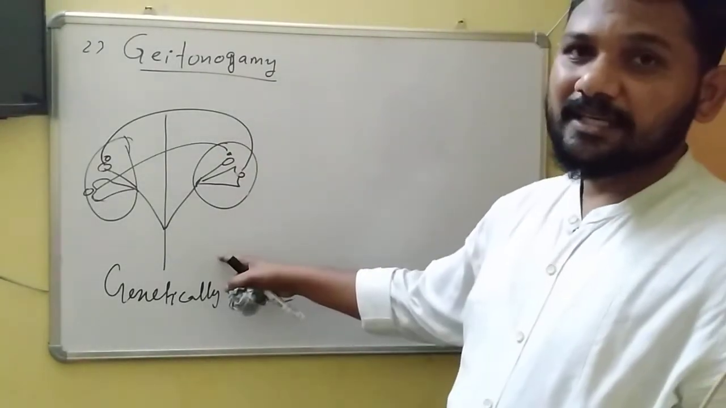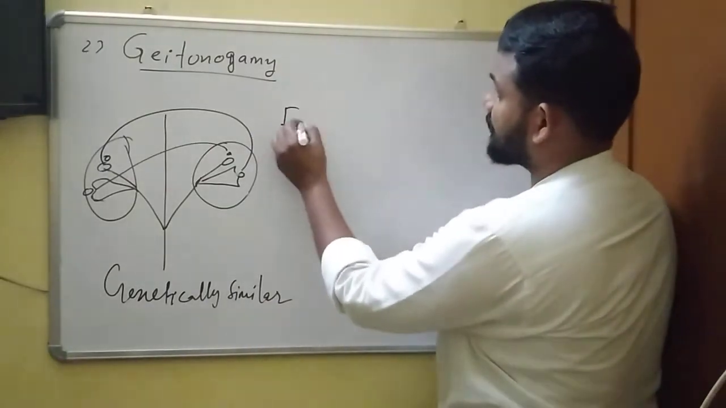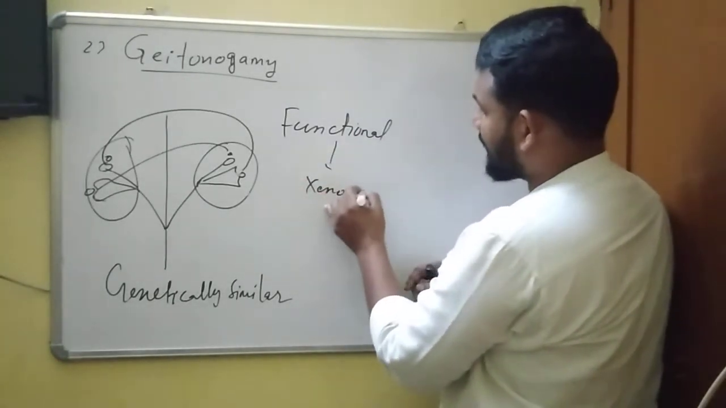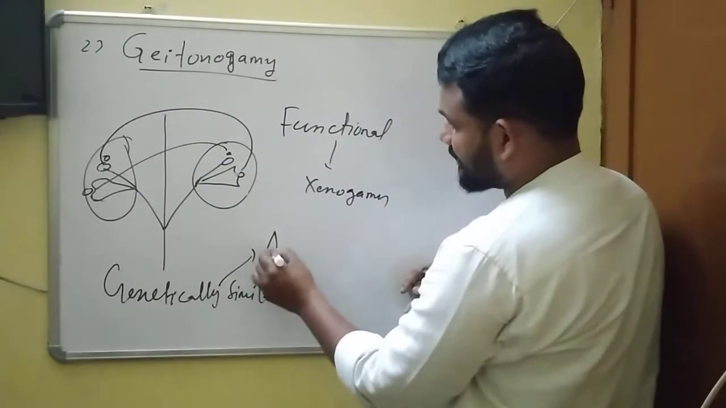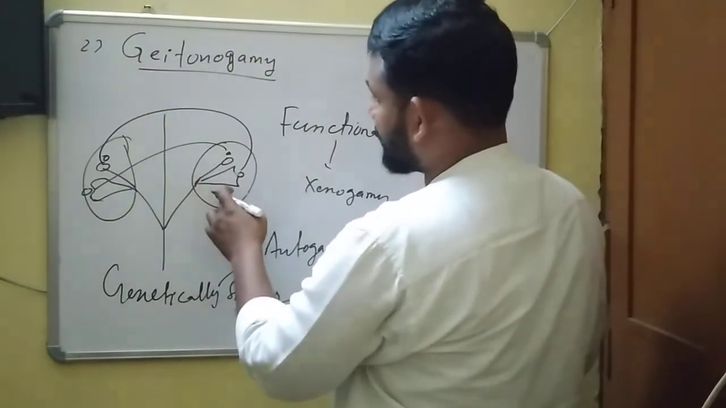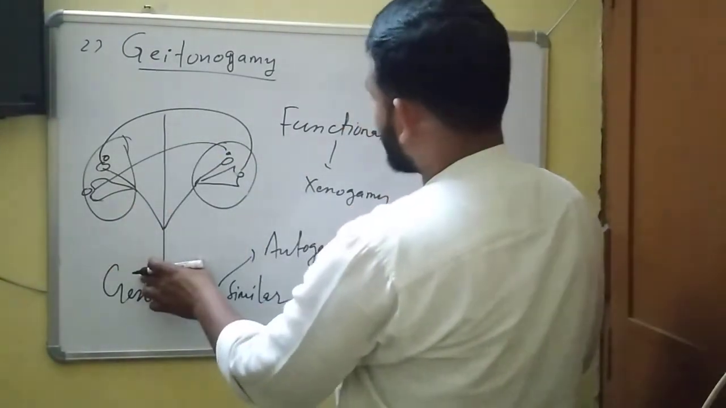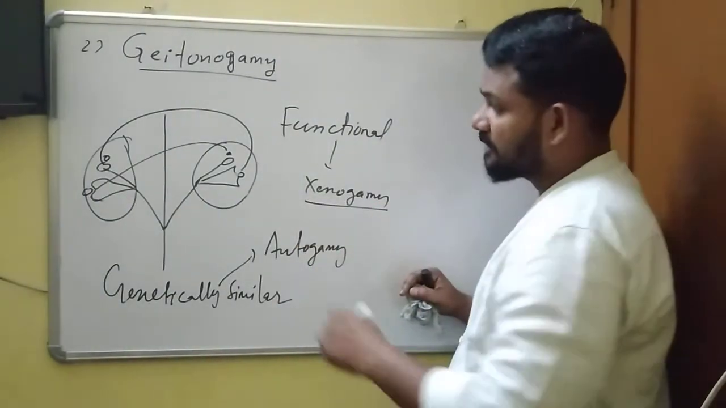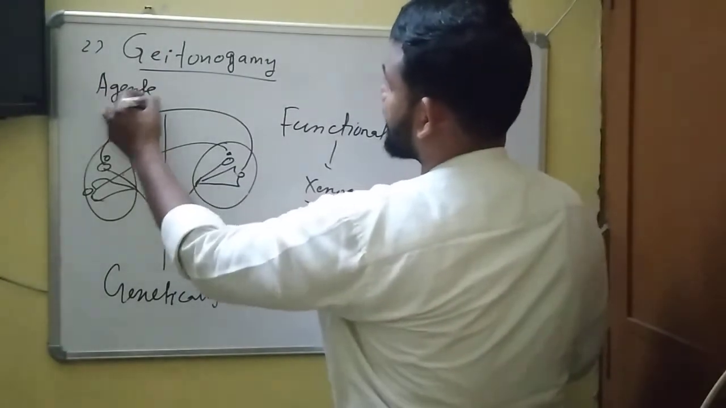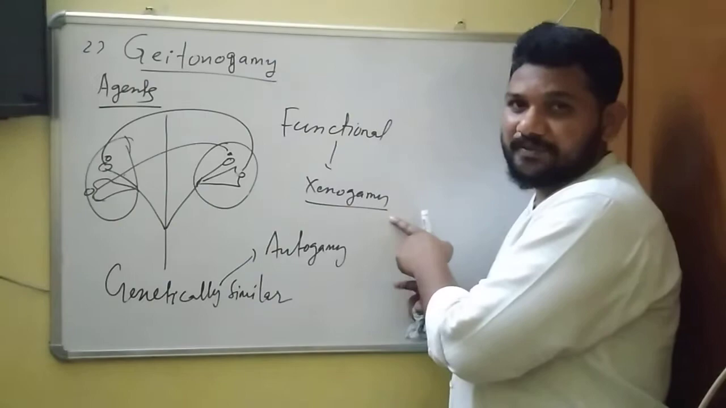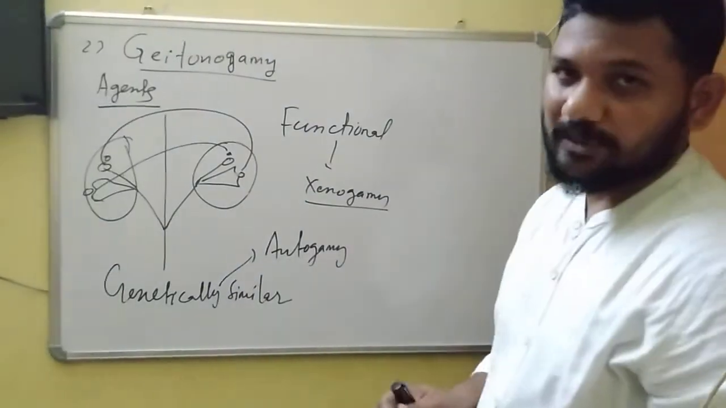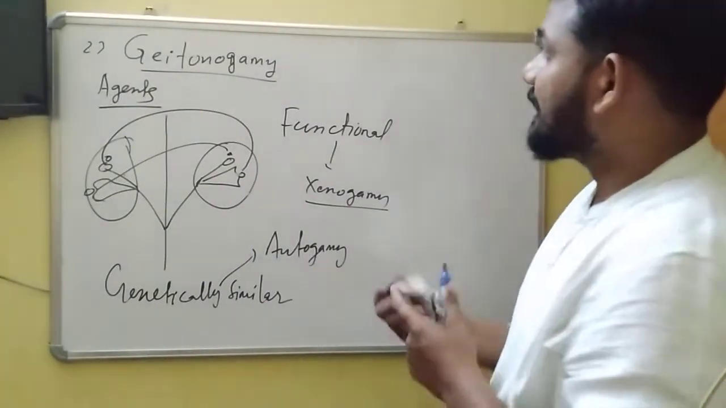And this geitonogamy is functionally similar to xenogamy and genetically similar to autogamy. Genetically similar to autogamy because the pollen comes from another flower of the same plant, and functionally similar to xenogamy because transfer of pollen grain from one flower to another requires pollinating agents, as usually required in xenogamy. So this is the second type of pollination.